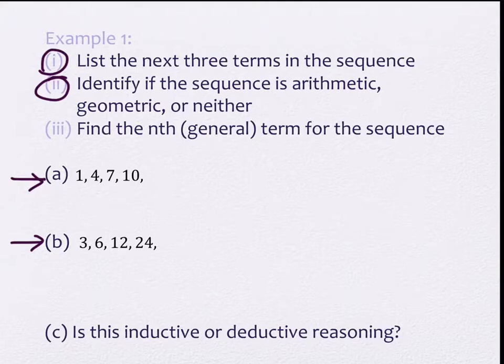All right, someone from the back of the room over here, what did you get for your next 3 terms on A? We got 13, 16. Okay, does everyone agree? Excellent. Okay, so let's go for the middle of the room. One of you guys 3 up front. What did you get for, is this arithmetic or geometric? It is arithmetic, I agree. We'll come back to the general term part in a minute.